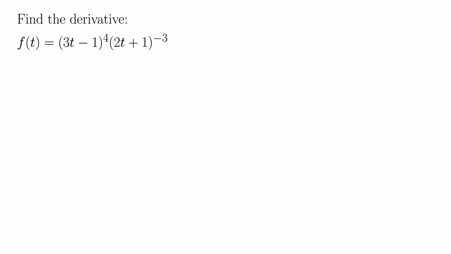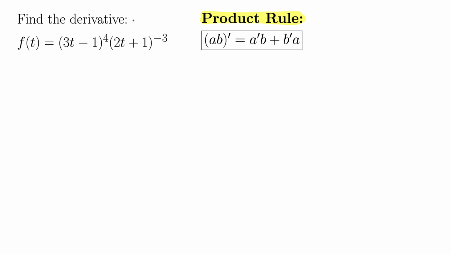In this example, we're asked to find the derivative of f of t equals the quantity 3t minus 1 to the fourth times the quantity 2t plus 1 to the negative 3. So I can immediately see that we're going to need the product rule here. And additionally, within the product rule, since these are essentially one function embedded inside of another, for instance, with the 3t minus 1 inside x to the fourth, we're going to need the chain rule as well.